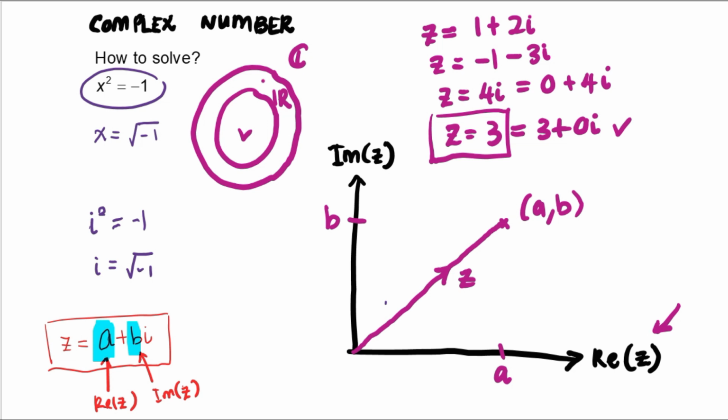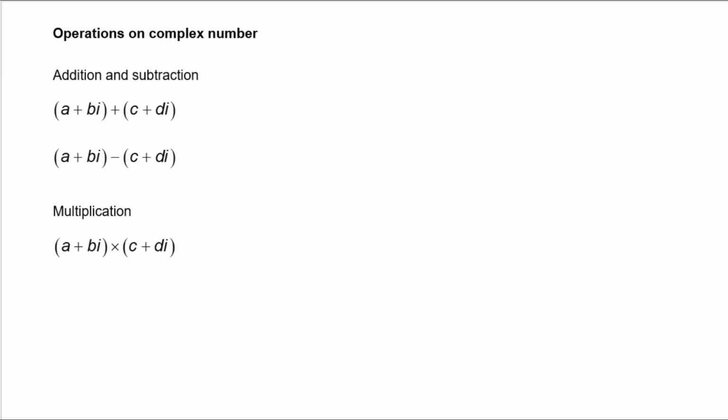Now we need to see some operations involving complex numbers. Suppose we want to see addition and subtraction. The addition is given by this formula. Suppose we have two complex numbers, a plus bi and c plus di. We add the real parts first, so we have a plus c, and then we add the imaginary parts, bi plus di, so we have plus (b plus d)i. This is what we get when we add two complex numbers.